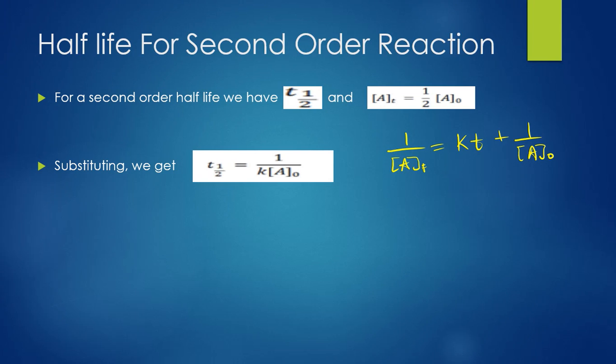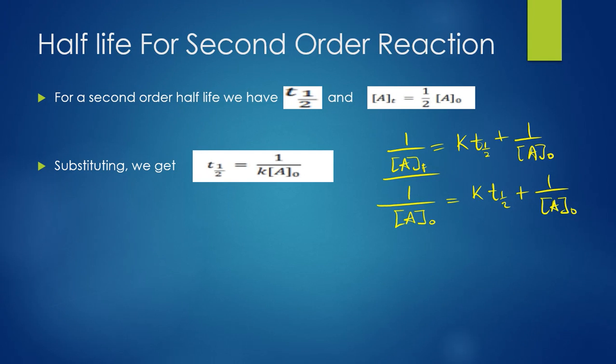Our aim is to make T the subject of the formula. So what are we going to do? Here we're not going to consider the final, but the initial. We want to find the half of the initial concentration. So I'm going to say 1 over [A] 0 is equal to K, which is the rate constant, times the half-life, plus 1 over the initial concentration, like that.